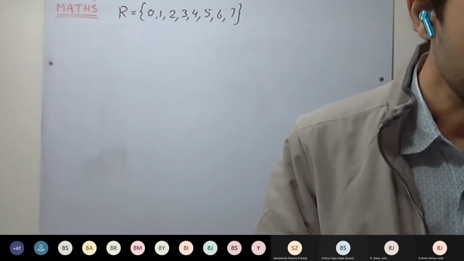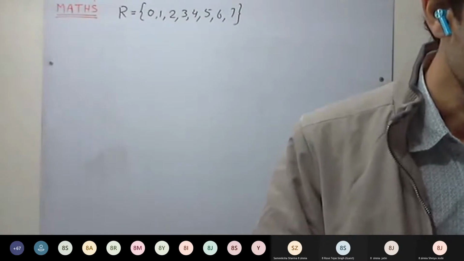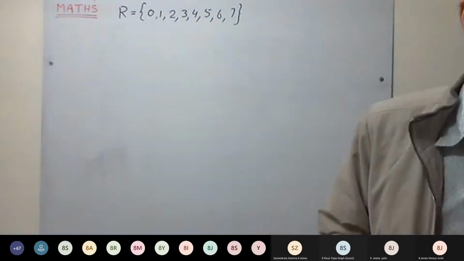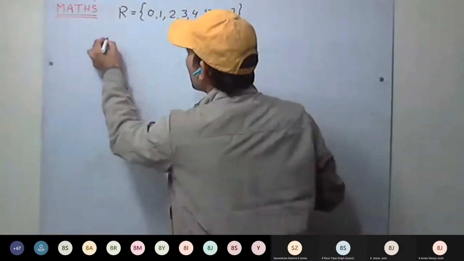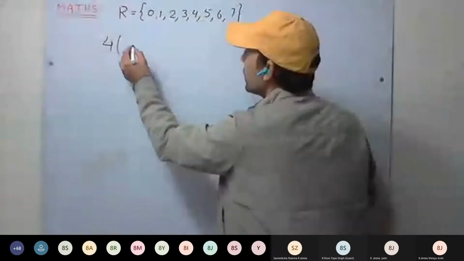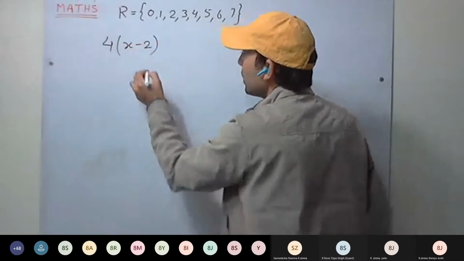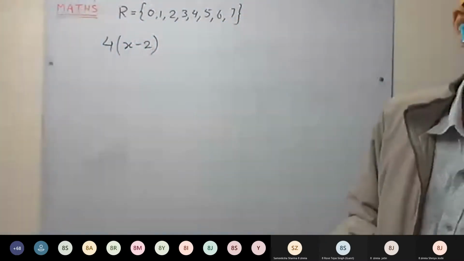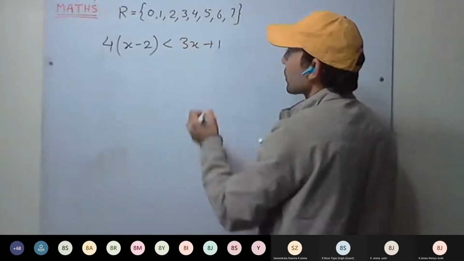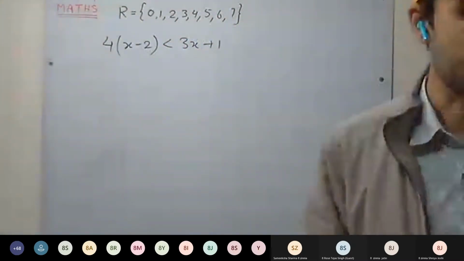Okay. Try to solve questions 10th, 11th, 12th. 13th, try to do the 13th question. Rest, try to do in homework. 4 into x minus 2 less than 3x plus 1. So how are you going to do it first?